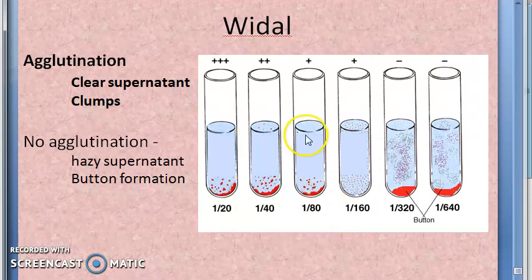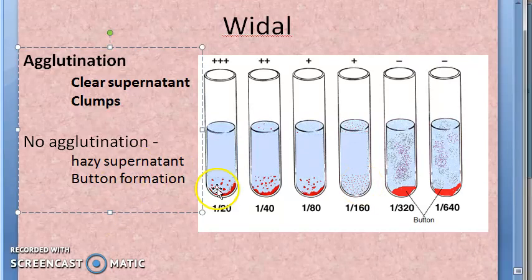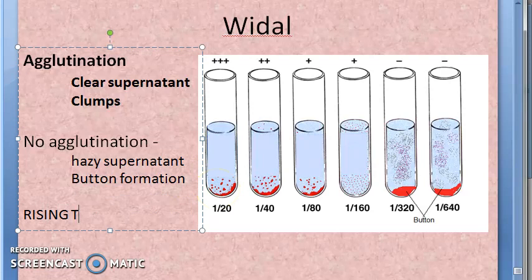Let us say you take the patient's serum today and you check it, and 1/140 has agglutination. Tomorrow his Widal test shows that 1/160 has agglutination. So this rising titer is significant. Any titer is not significant, however a rising titer is significant.